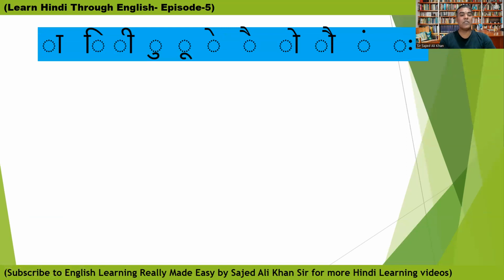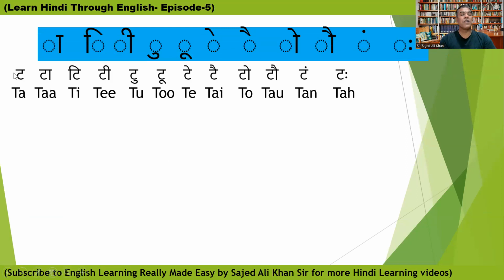Then again, the same matras with different letters, like T. T is just without dragging the sound. Then Ta. When we are putting this matra, it will give the longer sound. Ta. Ti. Ti. Tu. Tu. Please focus here. When we are using this symbol, the sound will be a little drag. Tu. And when you are using this type of symbol, it will be a longer drag, like tu, tu, te, tai, to, tau, tam, tah.